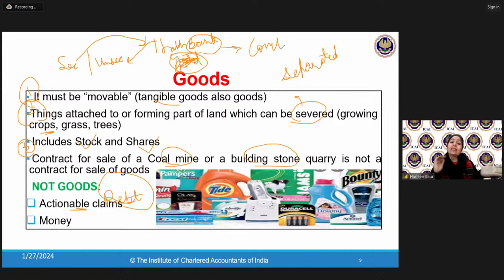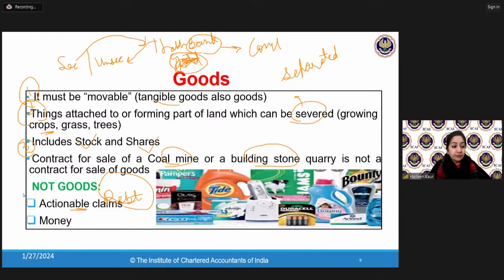So all these kinds of debts where actions can be taken cannot be sold to another party. You can assign your debts, but you cannot sell them in the market. So when we cover assignment and succession, you will understand this better. So debt is another thing which is not a good. All right, now let's move ahead.